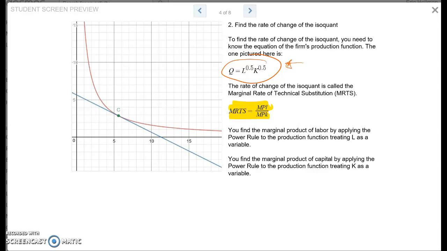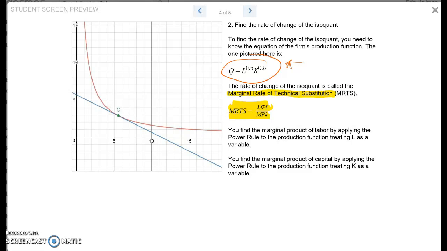The slope of an isoquant is called the marginal rate of technical substitution. When we were looking at indifference curves, the rate of change of an indifference curve is called the marginal rate of substitution. This is called the marginal rate of technical substitution because there's technology involved with producing stuff, and we need a different term for it. It's the marginal product of labor over the marginal product of capital. Remember, the marginal rate of substitution for an indifference curve was the marginal utility of the horizontal good divided by the marginal utility of the vertical good. So this is very similar.